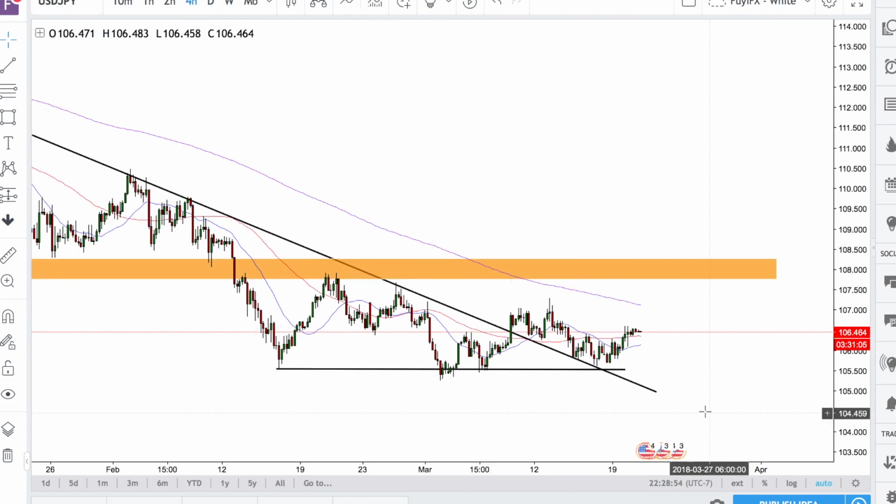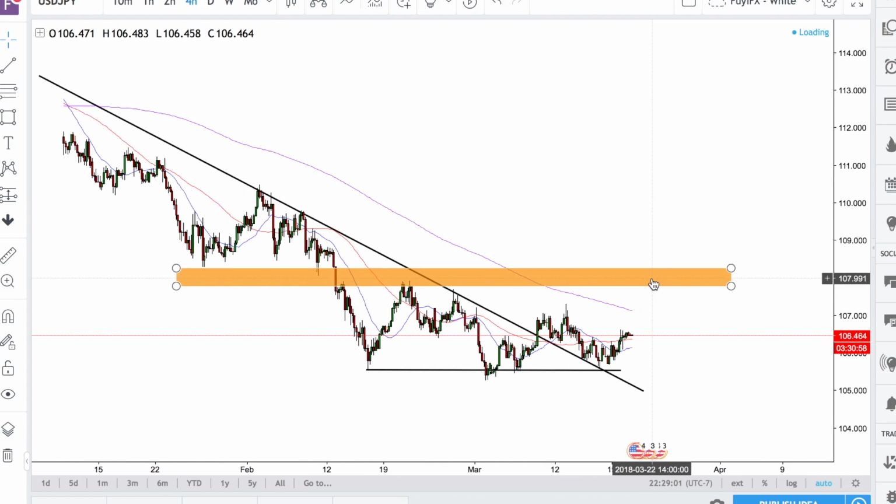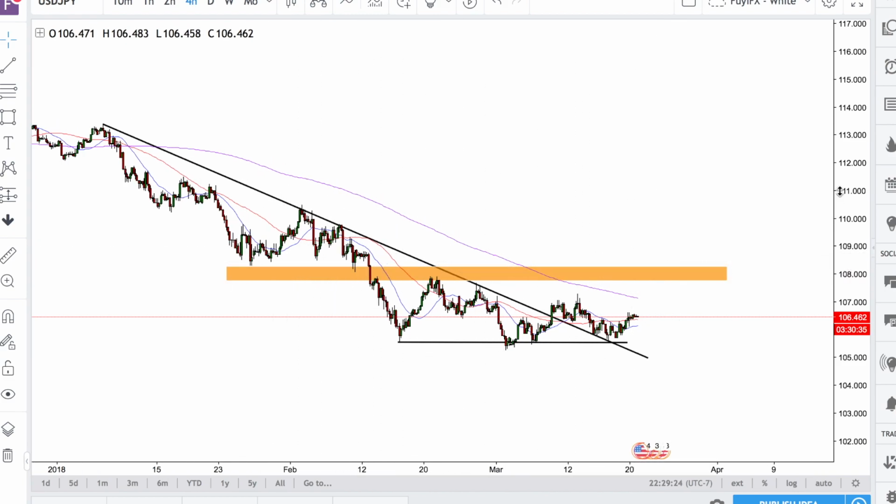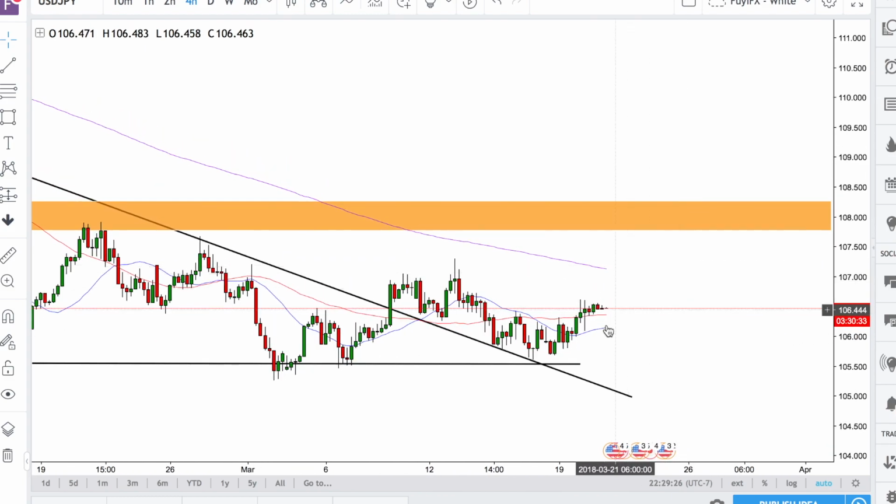I like dollar yen. I'm hoping to see price move up to the 108 area, 107.75-ish. If you zoom out on the 4-hour time frame, you can see price broke out above the trend line here. So breakout above, a retest, along with a triple bottom, 1, 2, 3. I'd like to see price come back up here and retest this 108 zone. I'm not in this trade. I'm just keeping an eye on that.